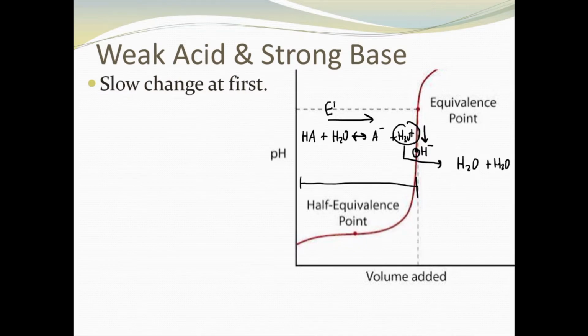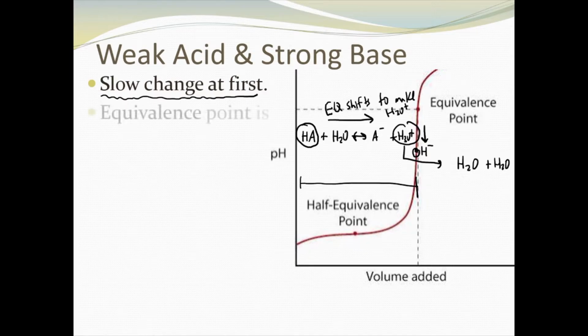So the equilibrium shifts to make more hydronium. In effect, any hydroxide I add to this equilibrium doesn't actually do anything, because if I add any hydroxide, it removes the hydronium, but then the equilibrium will shift forward to remake that hydronium. So this is why the change is very slow at first. Eventually, if I add enough hydroxide, all of the weak acid will disappear, and that's where you get this sharp rise here.